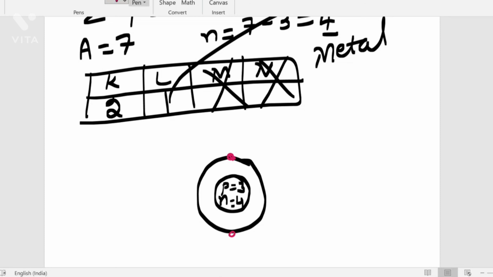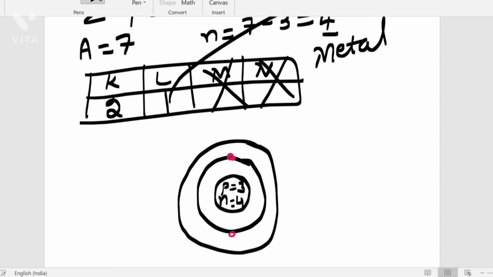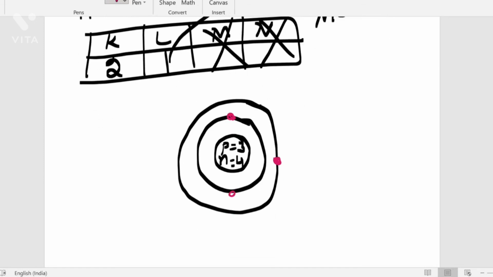Then I have to draw the second shell, L, where I am occupying the third electron here. Okay, so like this, lithium also I have finished. Next, I am moving to the next one, the third one is over.